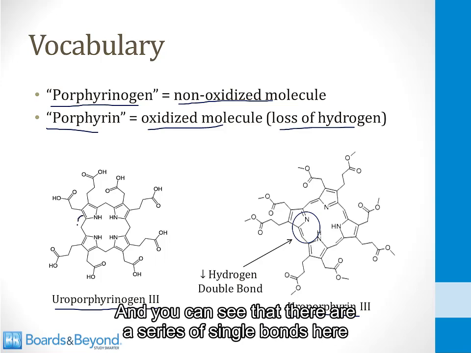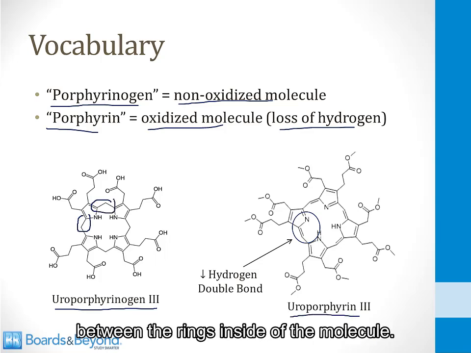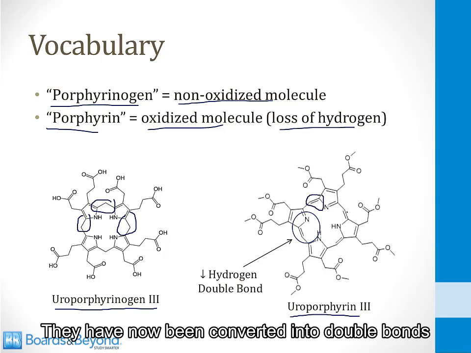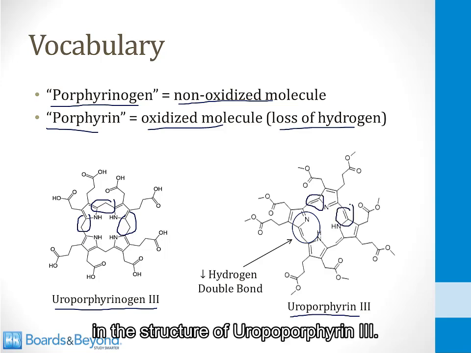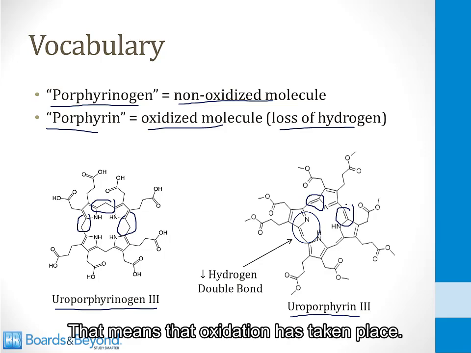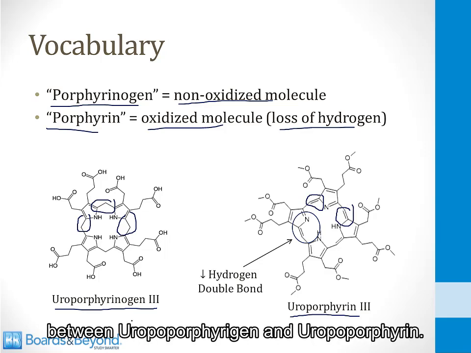And you can see that there are a series of single bonds here between the rings inside of the molecule. They have now been converted into double bonds in the structure of uroporphyrin 3. That means that oxidation has taken place, and that is the difference between uroporphyrinogen and uroporphyrin.